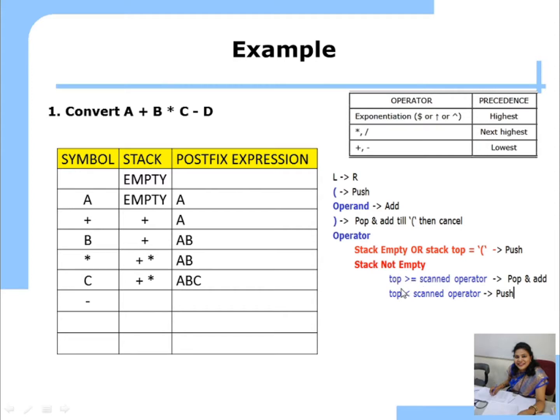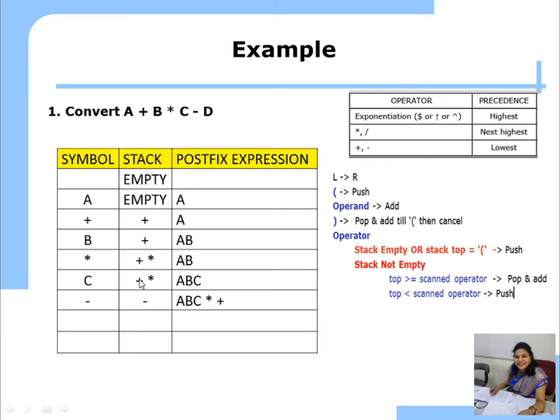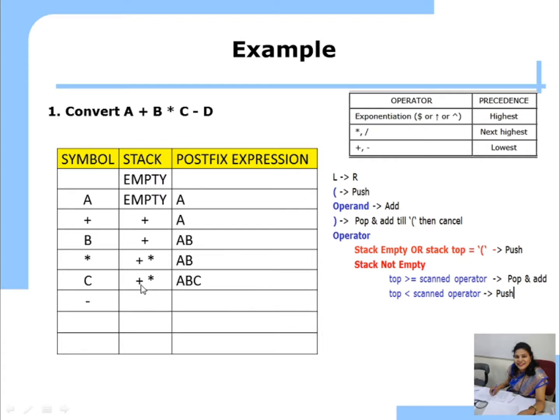If the top is greater, what are you going to do? Pop and add. Pop the multiplication sign and add it to the postfix string. Pop it from the stack, the multiplication sign will be removed, and add it to the postfix, because the add operation is always performed at the postfix. So here we get A, B, C, multiplication sign. After popping this, what remains on the stack? Plus. Your scan operator is minus and you now have the plus sign at the top. You compare again.